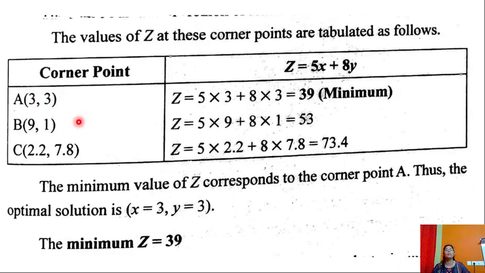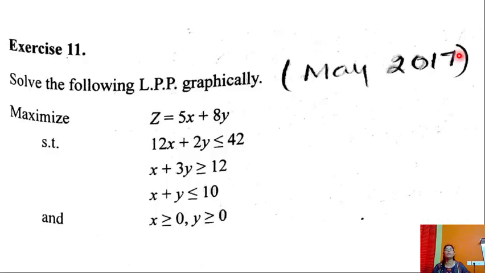So the corner points A, B, C, we get minimum 39. So the optimal solution is A, that is x is 3 and y is 3, and minimum z is equal to 39. This problem was asked in May 2017. This is also a case of maximize z is equal to 5x plus 8y. So there are three constraints.